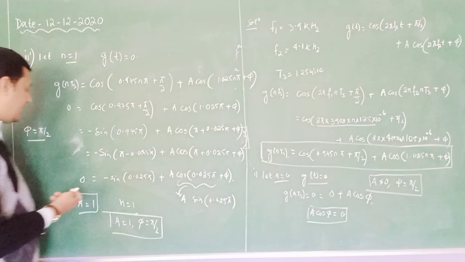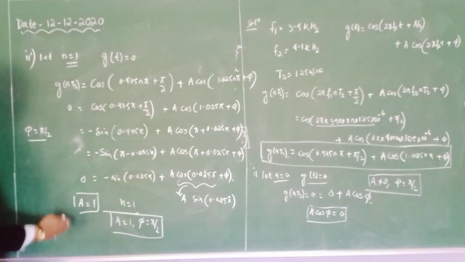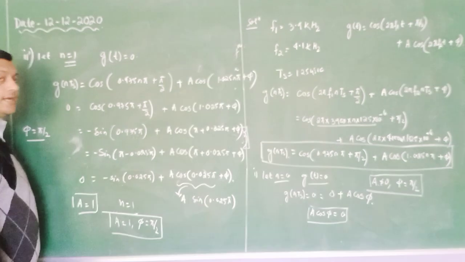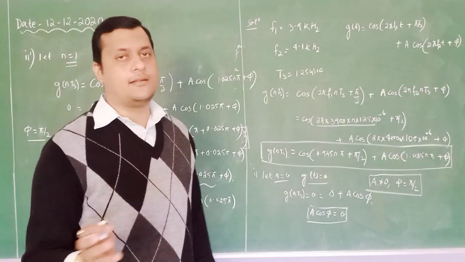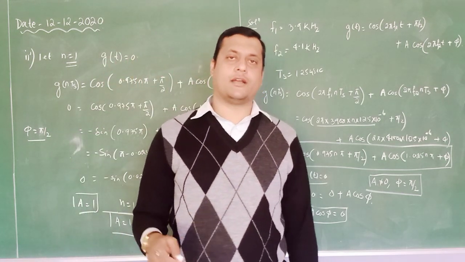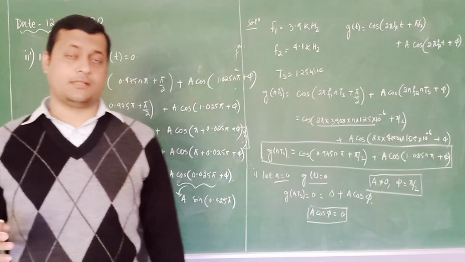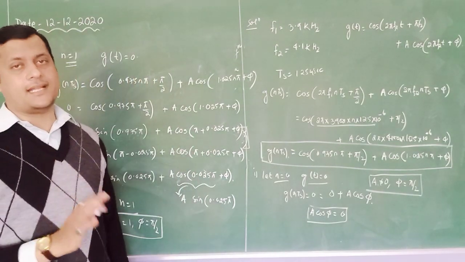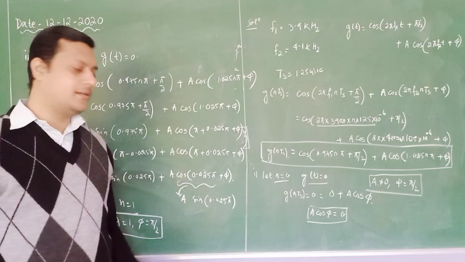And here you can see, when I substitute n is equal to 1, we have a is equal to 1. So these are certain properties of the sampling theorem through which you can determine the unknown factors. Unknown factors means whatever data is missing in the sample signal, if the condition is given.